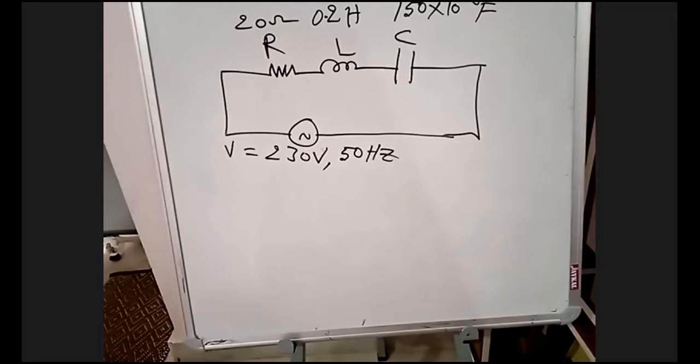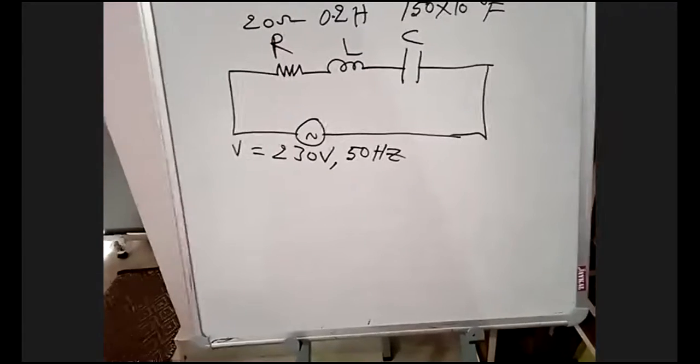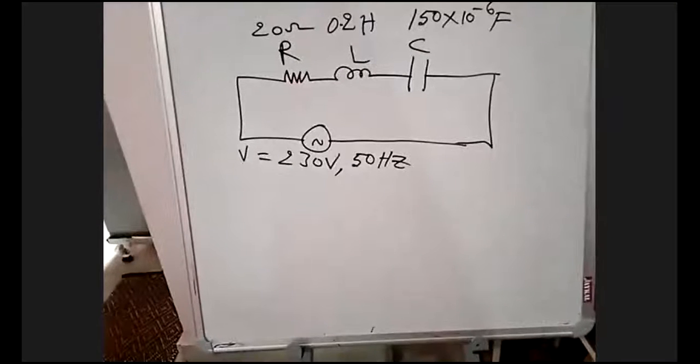See, he is connecting R, L and C in series. Draw this diagram. R is 20 ohm, L is 0.2 Henry, C is 150 microfarad. Micro means 10 power minus 6. And he is connecting R, L and C in series across a 230 volt, 50 hertz supply.